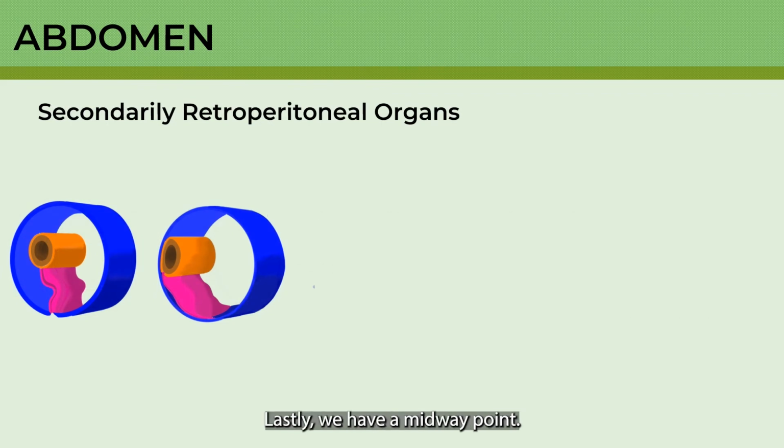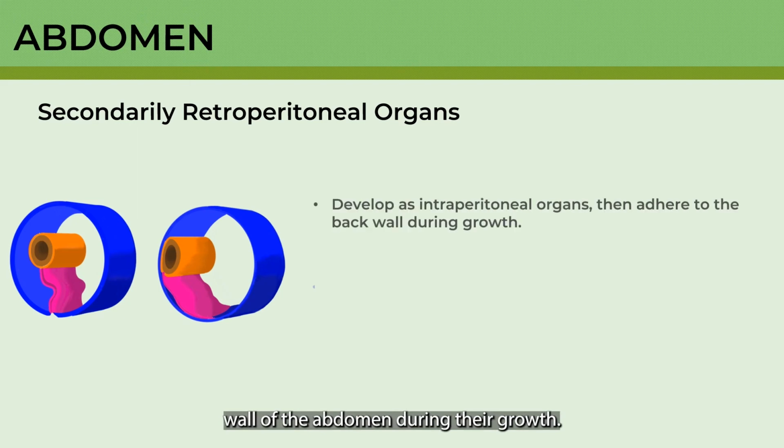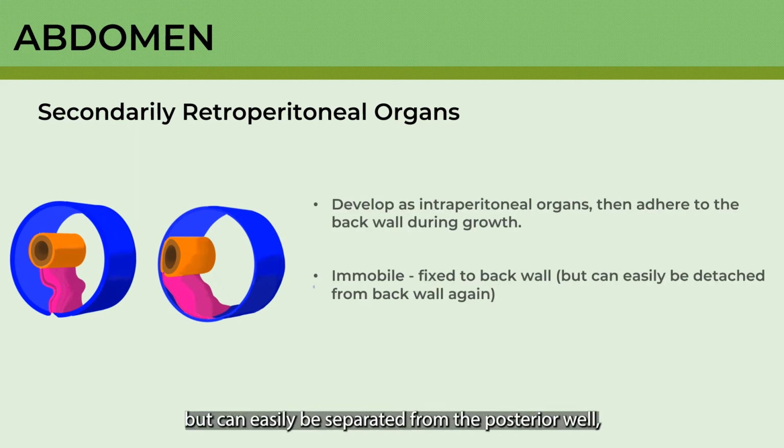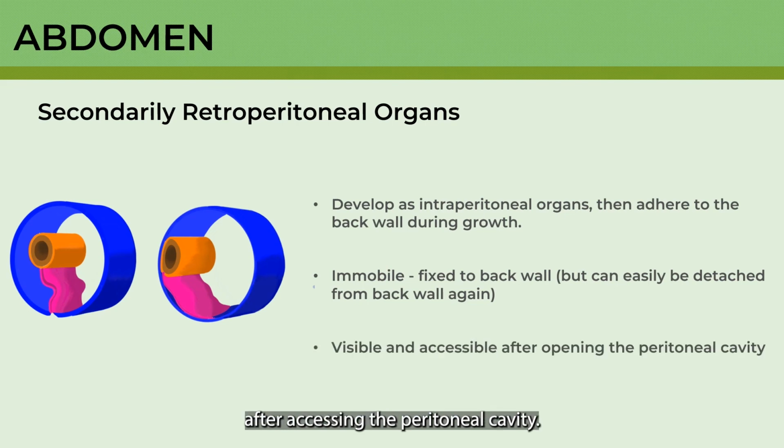Lastly, we have a midway point. These are termed secondarily retroperitoneal organs. These organs developed as intraperitoneal organs, but have adhered to the posterior wall of the abdomen during their growth. They are largely immobile, but can easily be separated from the posterior wall, such as during surgery, where they are only visible after accessing the peritoneal cavity.